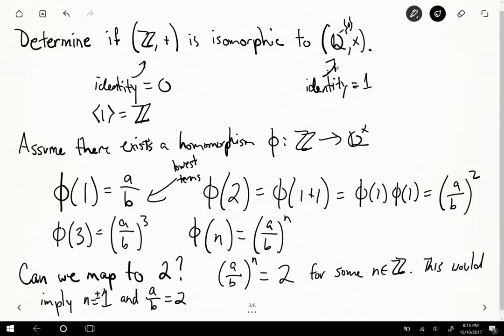So that means either one of two scenarios occur. So either you have a over b equaling 2, or b over a equals 2. If you have the case of b over a equaling 2, and so here's your two cases. You have phi of 1 equals 2, or phi of negative 1 equals 2.